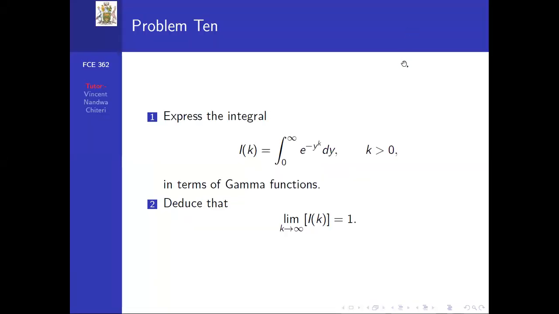So I've been asked to express the integral in terms of the gamma function. And then once we have the solution, deduce the value of the limit of the integral as k approaches infinity to have a solution or a value of 1. So let's demonstrate.